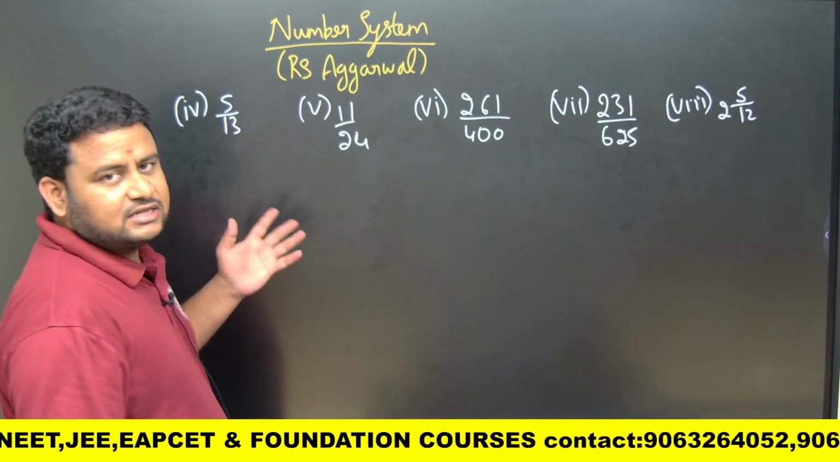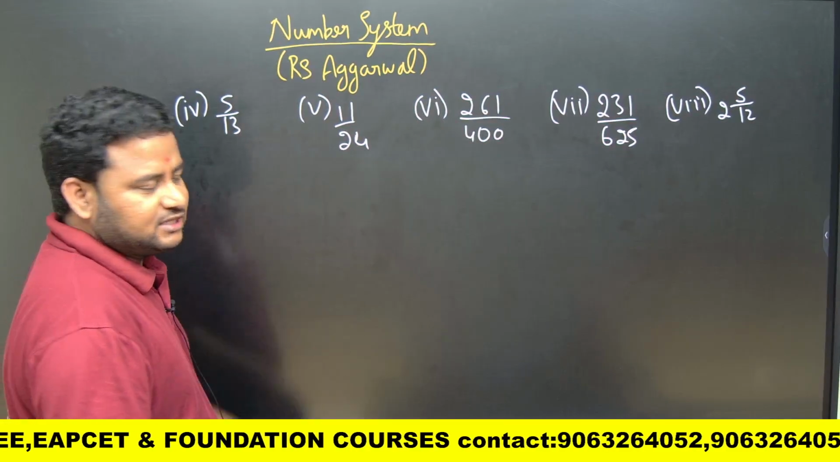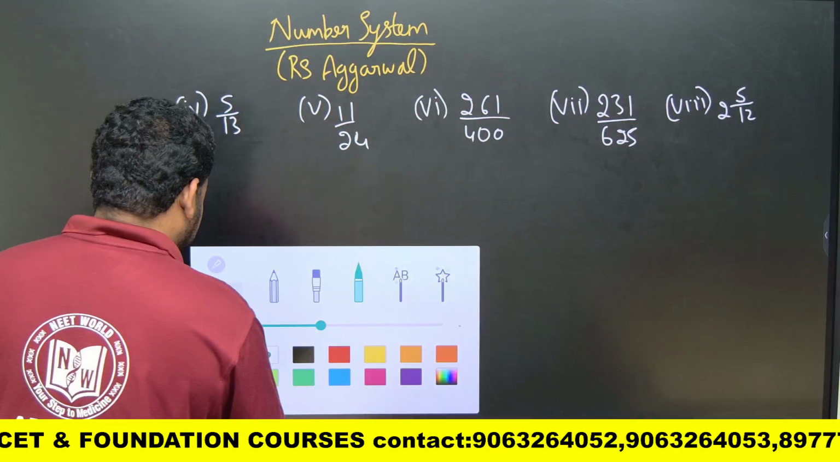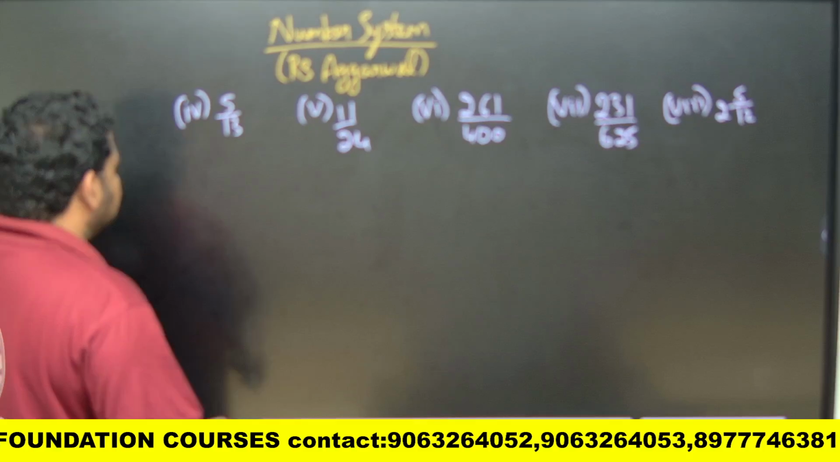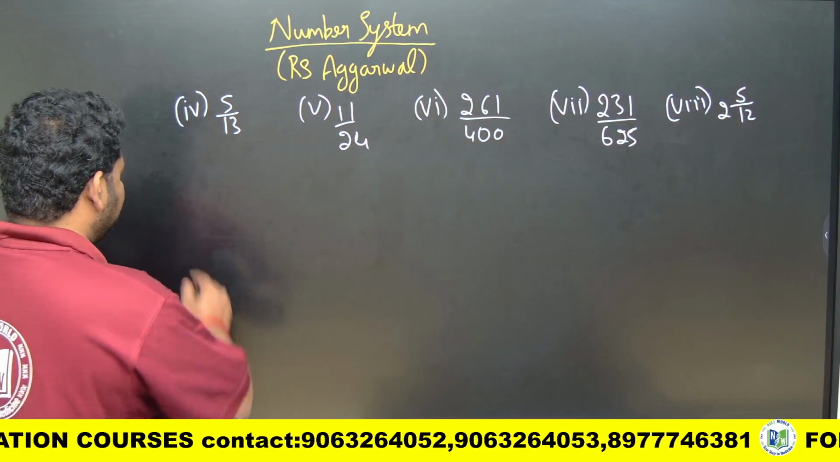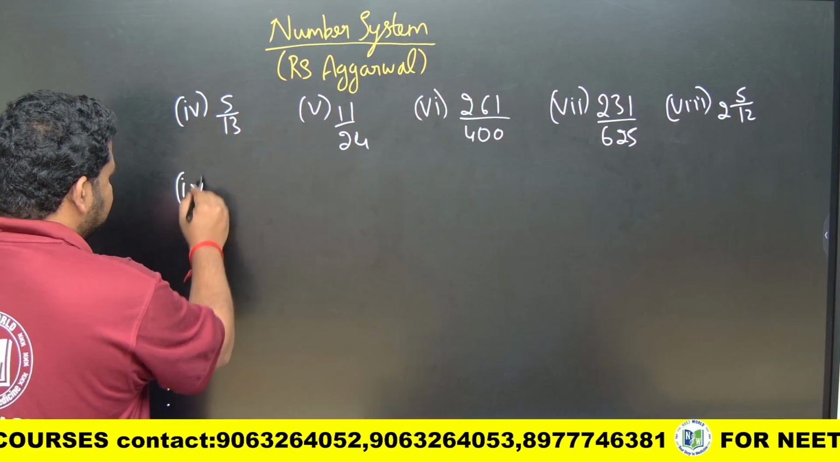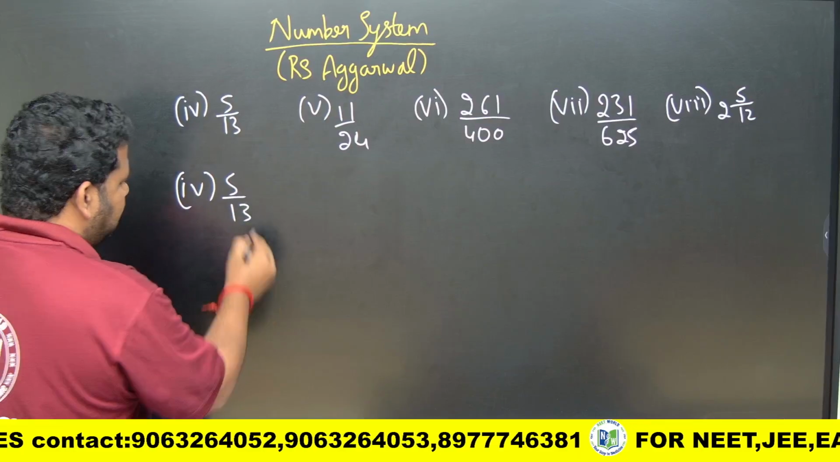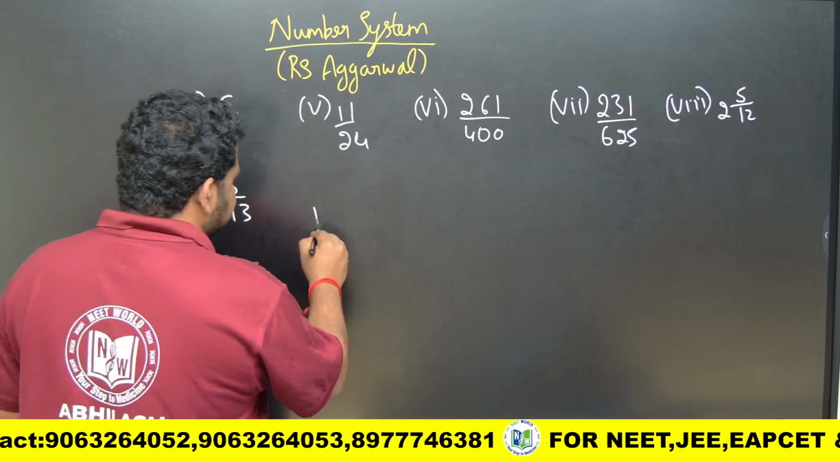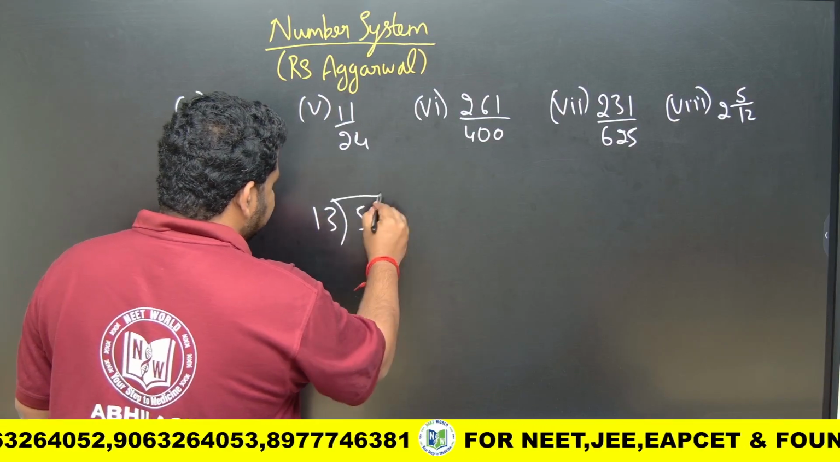Till now we have done three questions. Till the third question we have done in the previous class. I also told you about certain concepts in the previous class. So let us start with this fourth question. Okay, we have to solve this fourth question. What is given? 5 by 13. So how to get the decimal expansion? Just divide it. Okay, 5 we have to divide by 13.